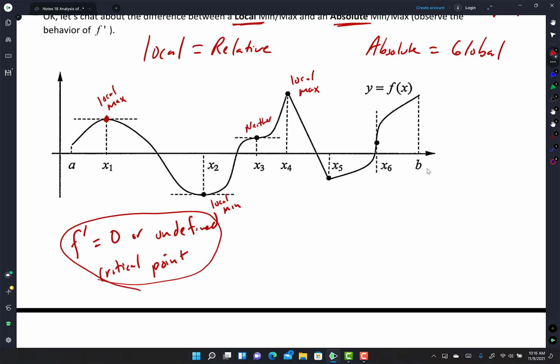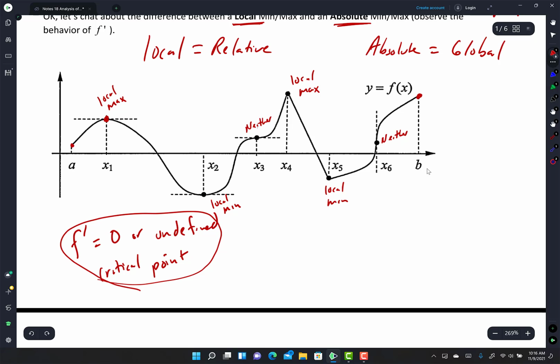These are all critical points. What about x5? Local min. What about x6? Neither. And then we can talk about endpoints later on.